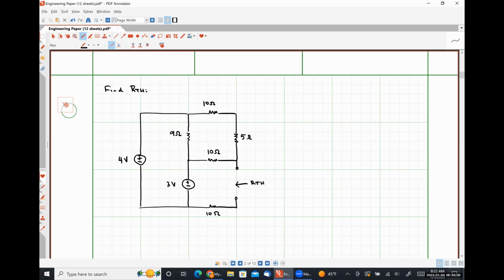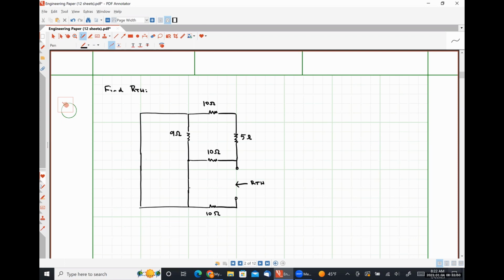Who can remember how we turn off a voltage source? Short circuit. So our 4-volt source gets replaced by a short circuit. Our 3-volt source gets replaced by a short circuit. And now we have a network made entirely of resistors. And so if applicable, we can just use resistor combination techniques.